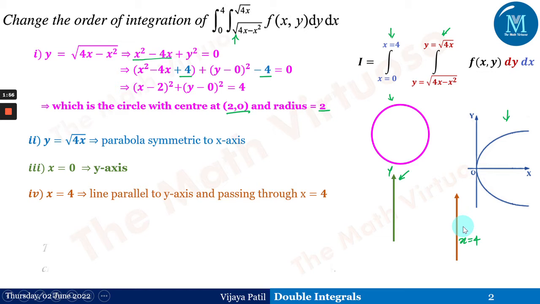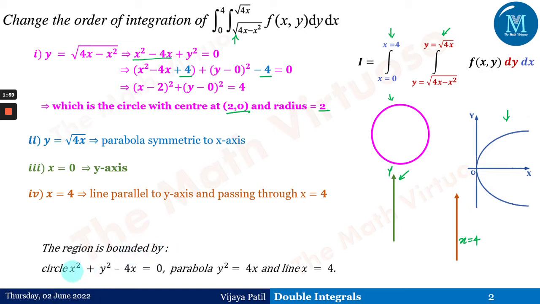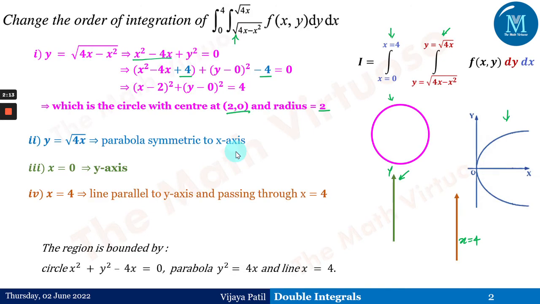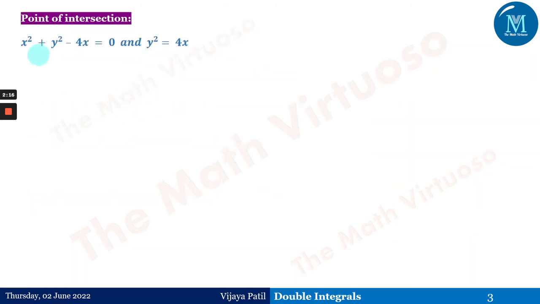Combining all this, we will have the region bounded by the circle, parabola and the line x equals to 4, along with x equals to 0, that is the y-axis. Before plotting them, let us find the points of intersection of these curves. For the points of intersection of the circle and the parabola, we have x square plus y square minus 4x equals 0 and y square equals 4x. We can replace y square by 4x, so x square plus 4x minus 4x equals to 0.